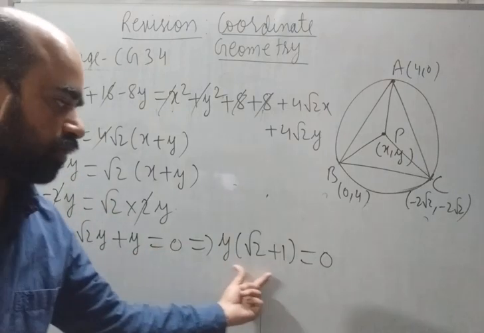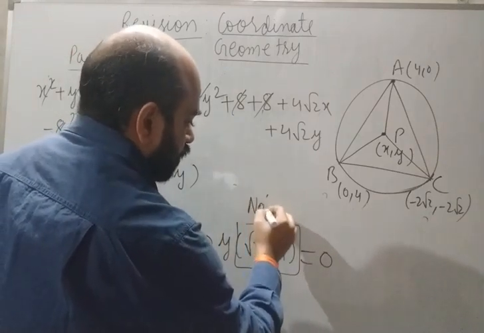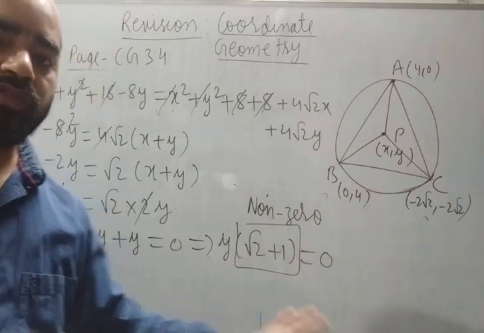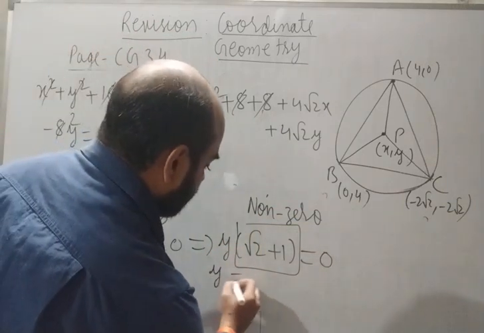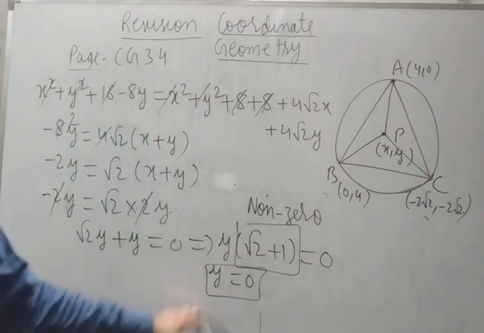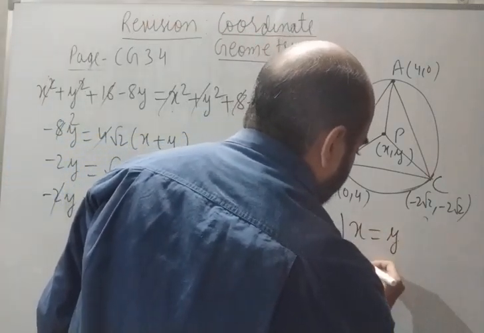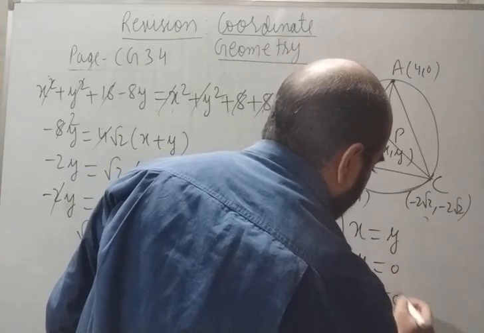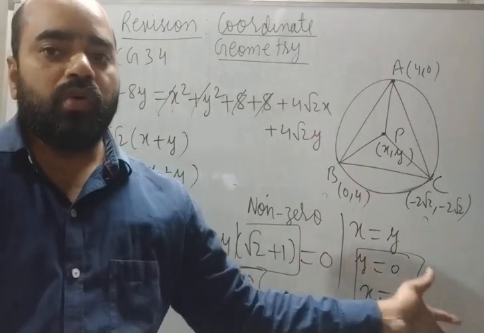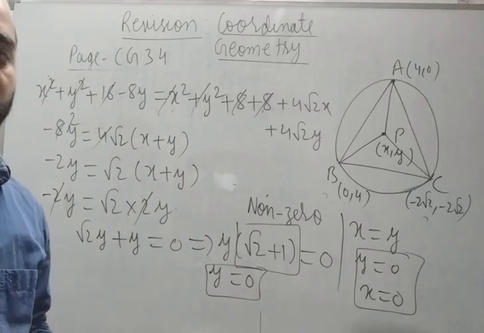So the product of two numbers is 0, but one number is non-zero. So if the product of two numbers is 0 and one is non-zero, it means definitely the other one will be 0. Correct? And if y is equal to 0, from the first equation we have x is equal to y, so x is also 0. It means the circumcenter is nothing but the origin. Clear? Now the last question, 14 D part.